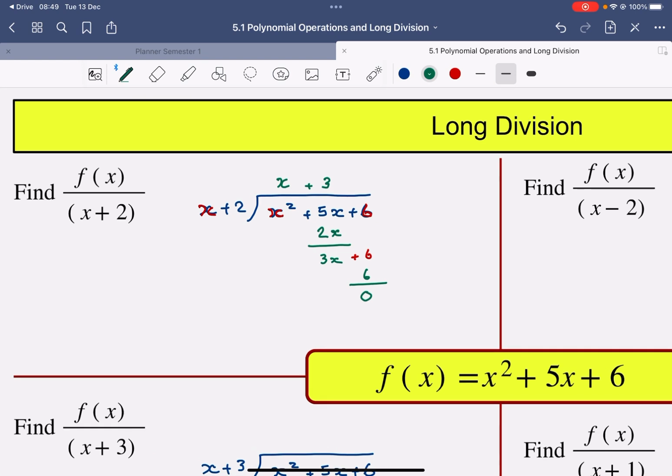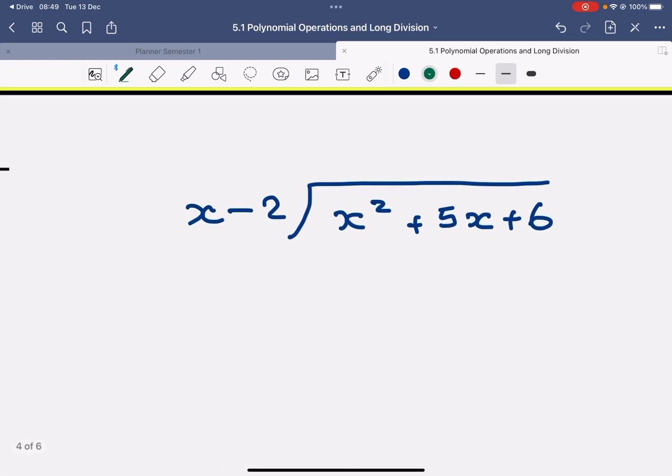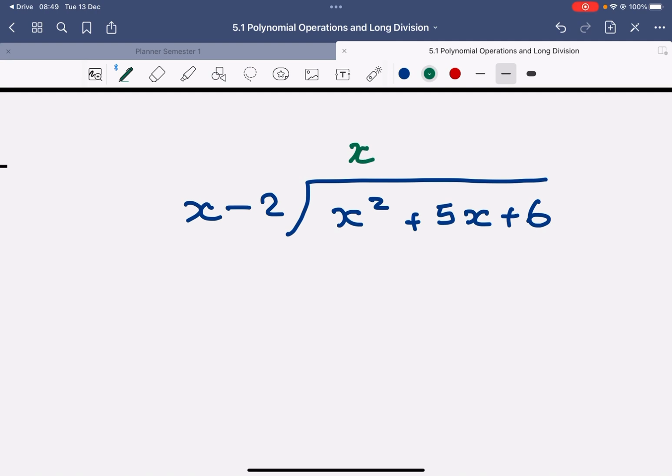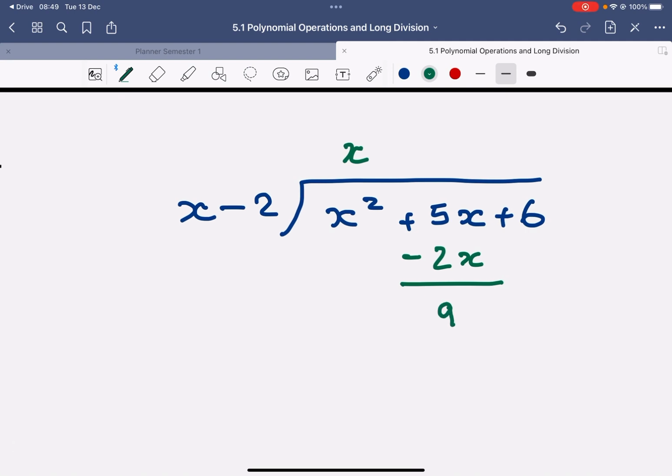So let's do that whole process again, maybe a bit quicker, but with x minus 2 this time. We divide x squared by the x that's outside, and we get x. I multiply that x by negative 2, and I get negative 2x underneath that 5x. I do 5x take away negative 2x, which leaves me with, sorry, I beg your pardon, 7x. And then I do 7x divided by x, which gives you plus 7.